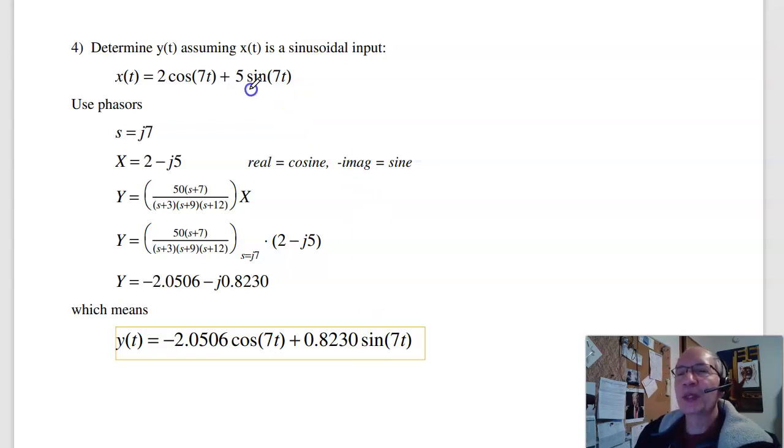If my input is a sine wave, for all time, that's a phasor problem. The frequency would be 7 radians per second, s is j7. The input in phasor form is 2 minus j5, real part cosine, minus j is sine. This is the gain everywhere. All I care about is the gain at 7 radians per second, times the input at 7 radians per second. That gives you a complex number. What it means is the real part's cosine, minus j is sine. There's my answer.